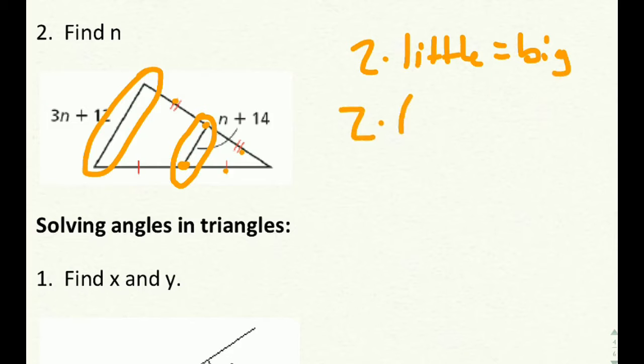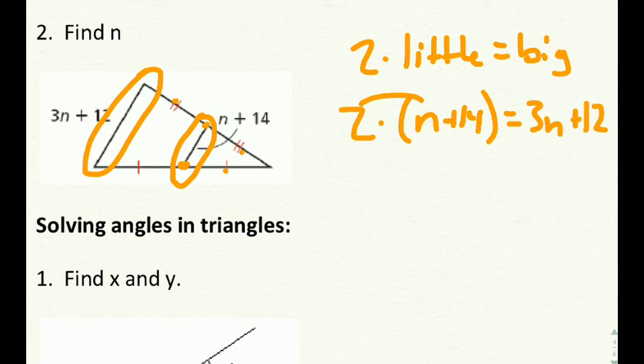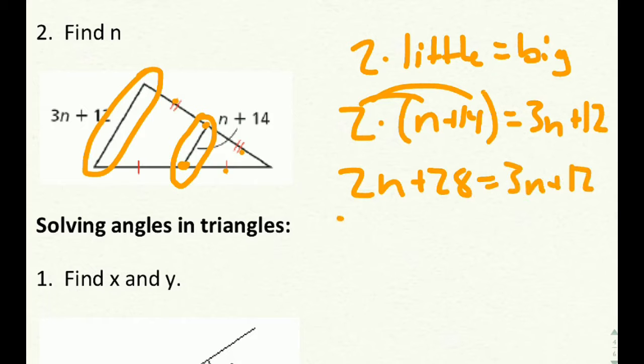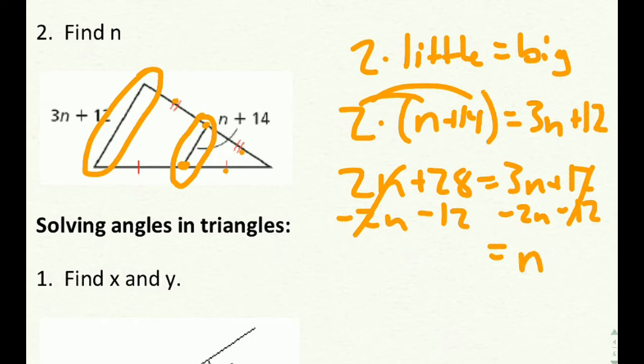So 2 times the little in this case is n plus 14, and that's going to equal the big, which is going to be 3n plus 12. Distribute out. 2n plus 28, and then I just need to clean up my algebra here. So I subtract my 2n from both sides, and I subtract 12 from both sides. And as I do that, I'm going to get n is equal to 16.